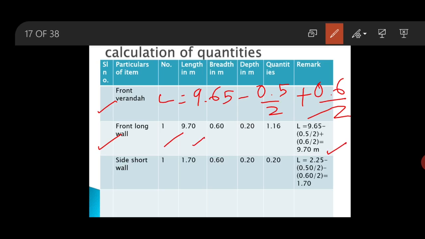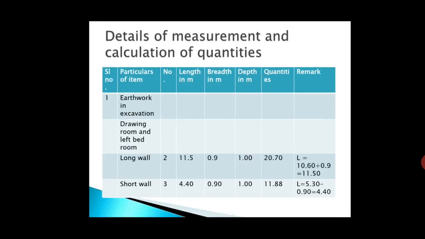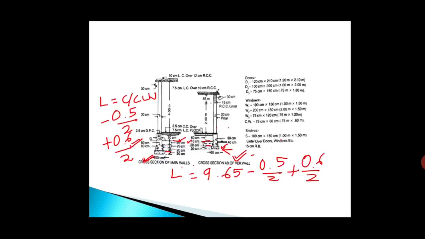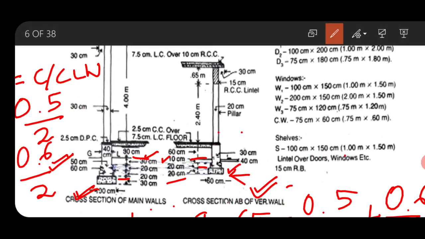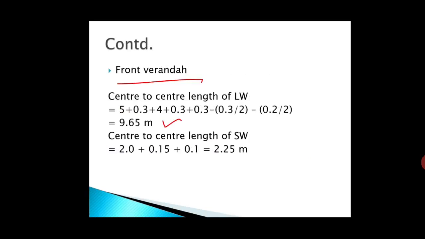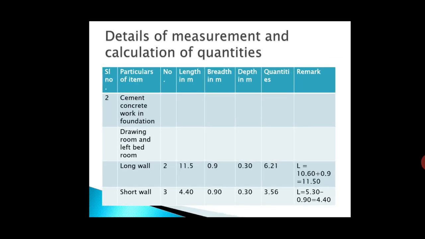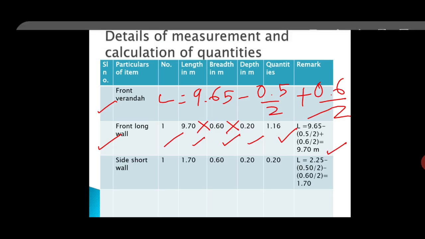The width of the cement concrete wall for the 20 centimeter is 0.6 and thickness of the concrete work for the 20 centimeter wall is 0.2. Then by multiplying these three, we will get the net quantity as 1.16 cubic meter. Okay, now we will move to the short wall.